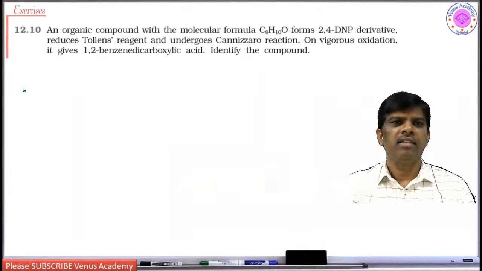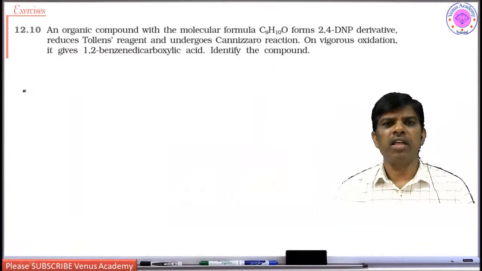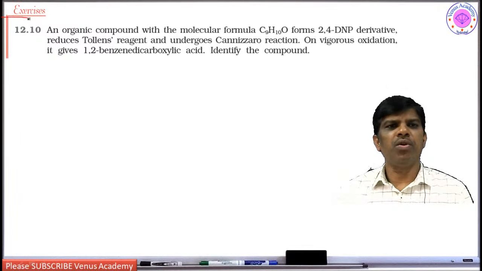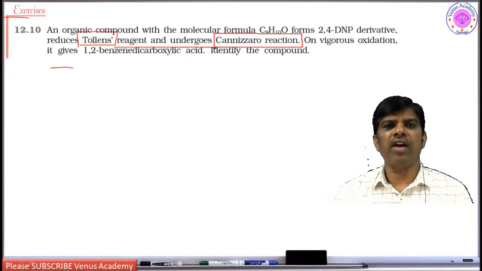Right? Next, an organic compound with the molecular formula C9H10O forms a 2,4-DNP derivative. That means it is a carbonyl compound. Compound X is taken, its molecular formula is given, and it gives the 2,4-DNP test. And it reduces Tollens reagent, which means it is an aldehyde. It also undergoes Cannizzaro reaction, which means it is an aldehyde with no alpha hydrogens.